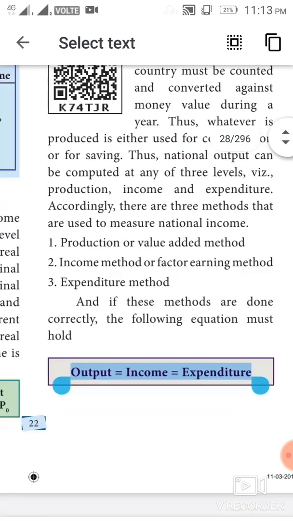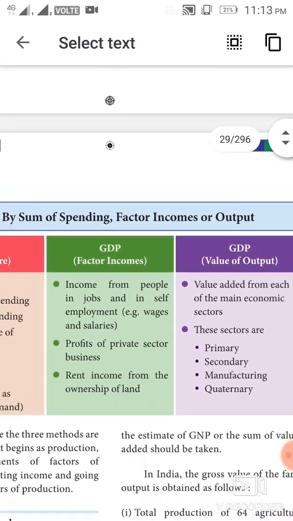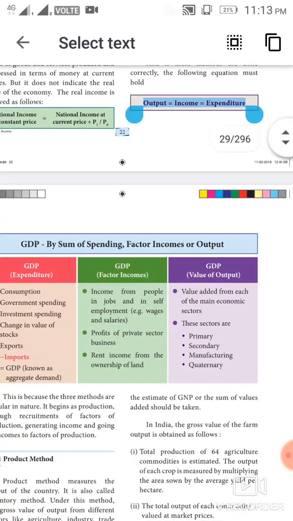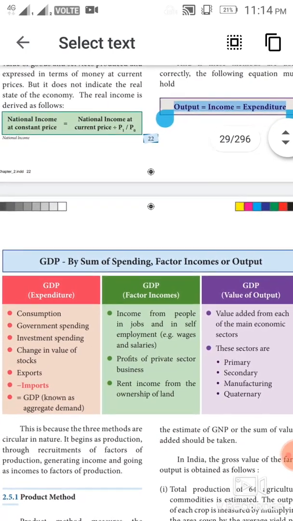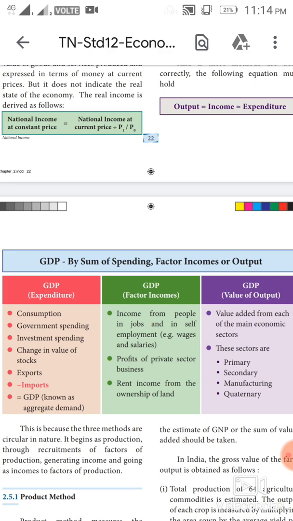This is because the three methods are circular in nature. It begins as production through recruitment of factors of production generating income and going as income to factors of production. GDP by sum of spending, factor incomes or output. GDP by expenditure: consumption, government spending, investment spending, change in value of stocks, exports minus imports equal to GDP, known as aggregate demand.